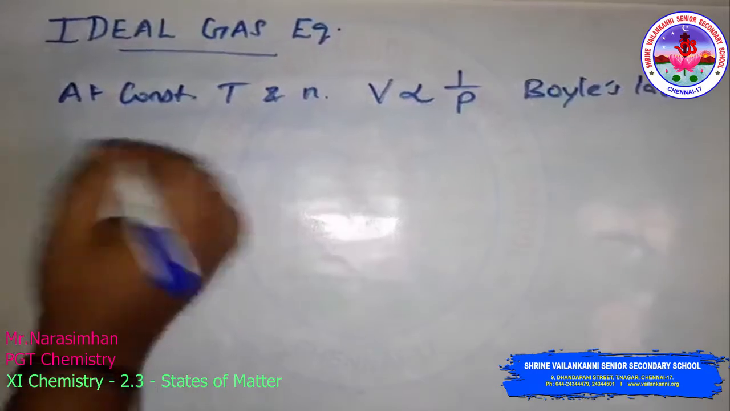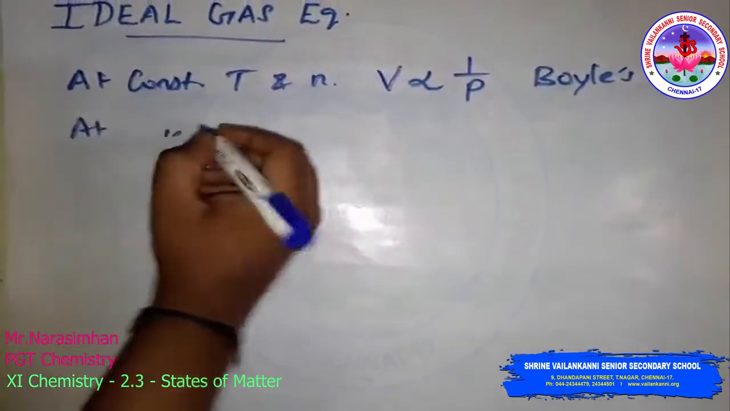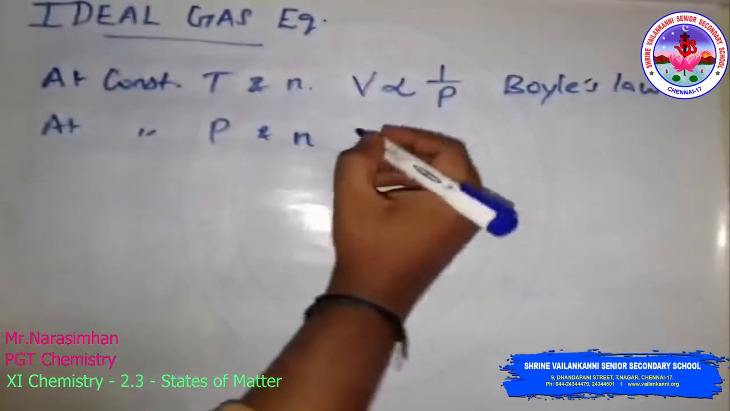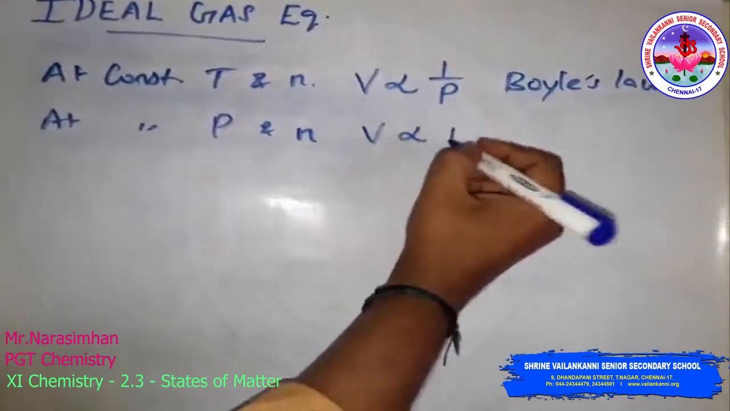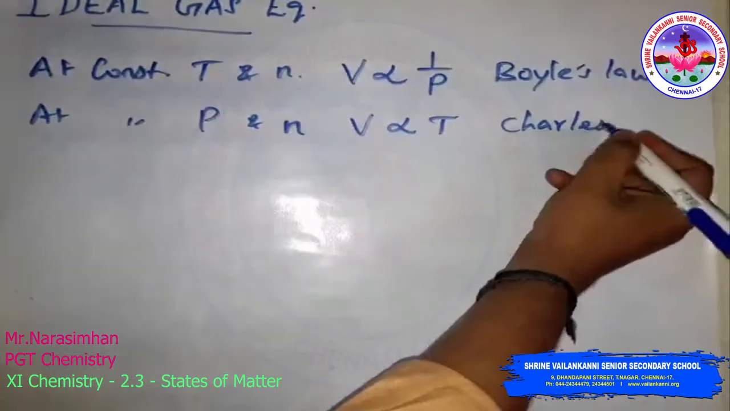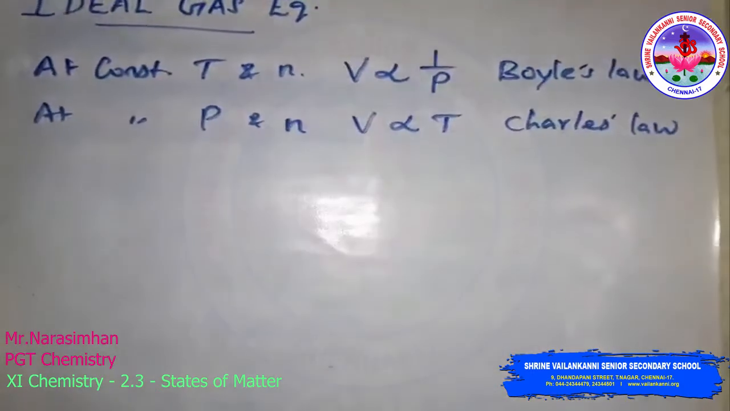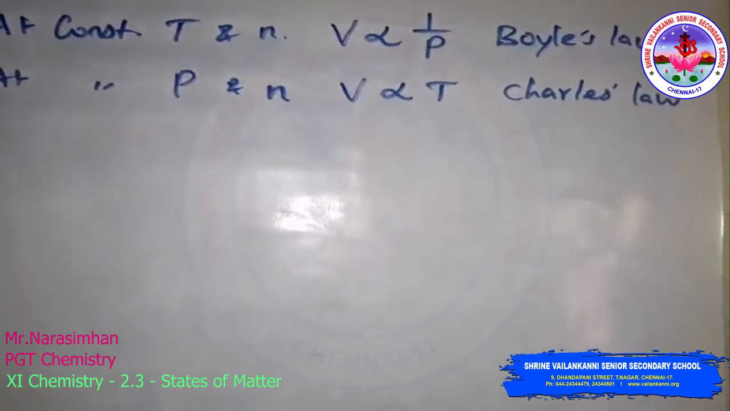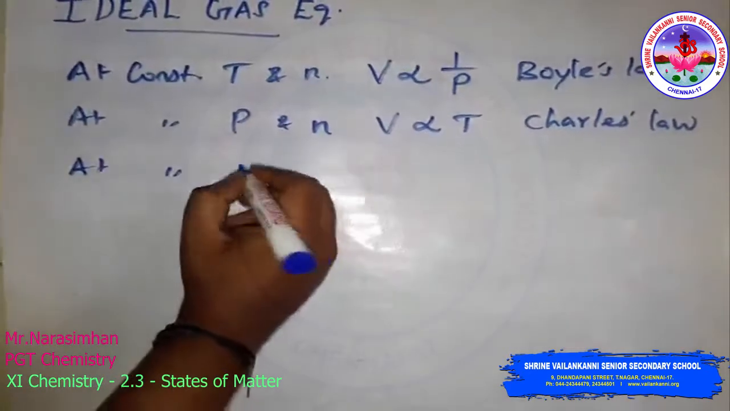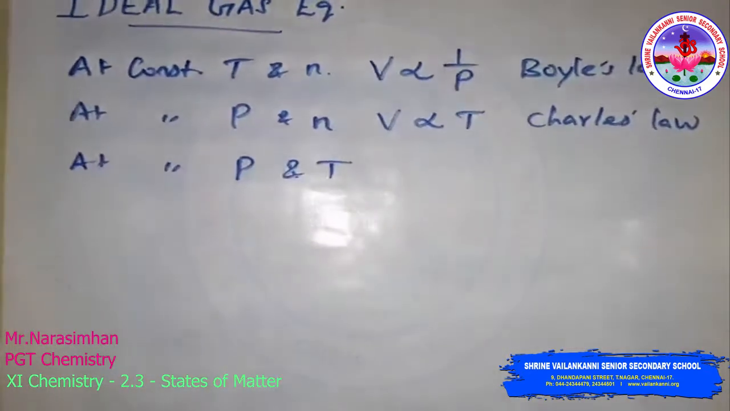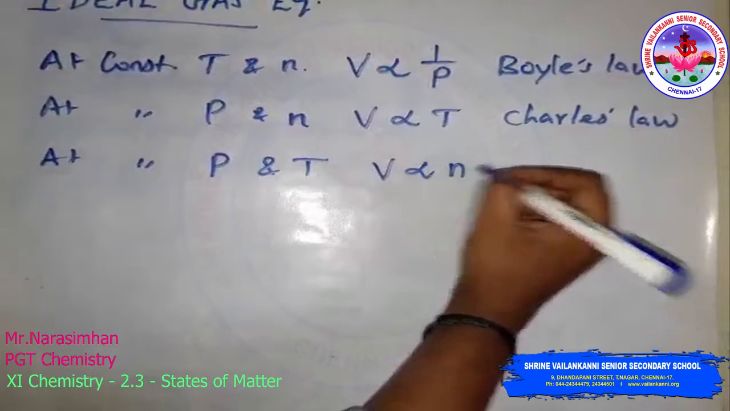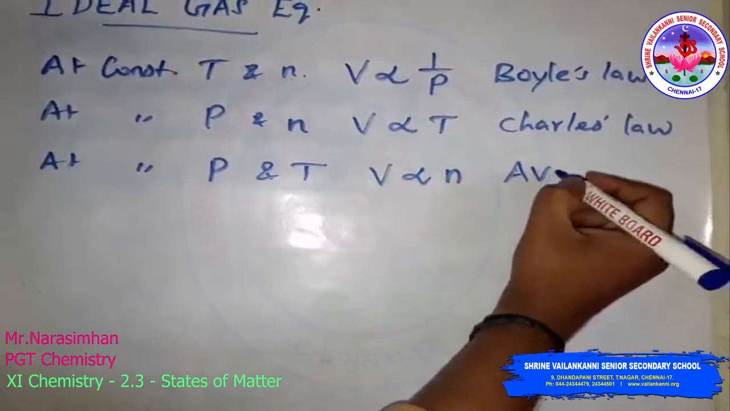And at constant pressure and number of moles, the volume is directly proportional to the temperature. This is called Charles' law. And at constant pressure and temperature, the volume is directly proportional to the number of moles. So that is called Avogadro's law.